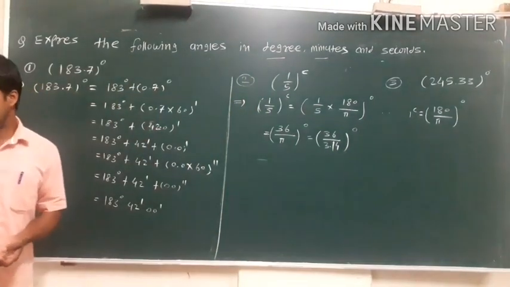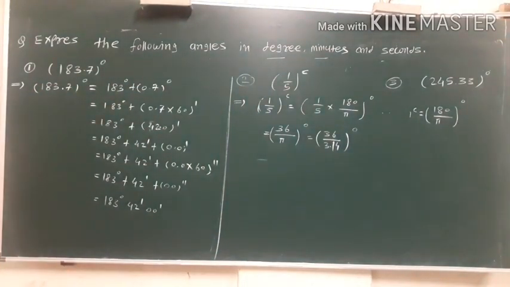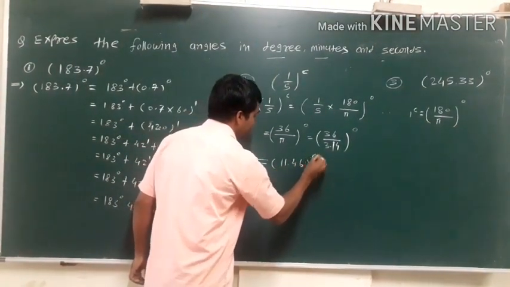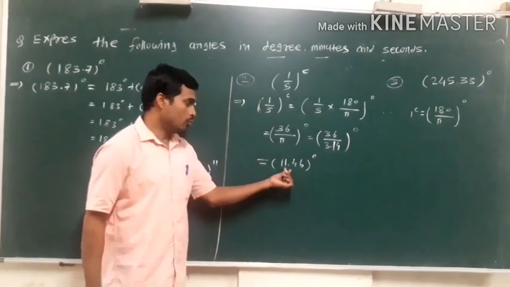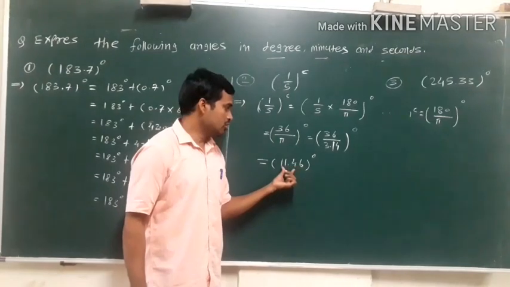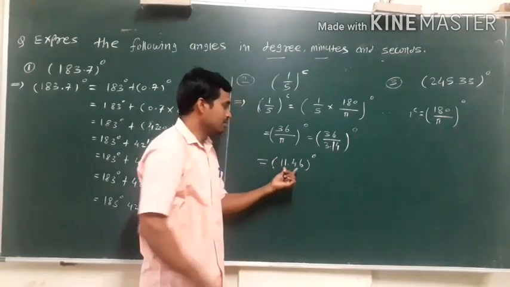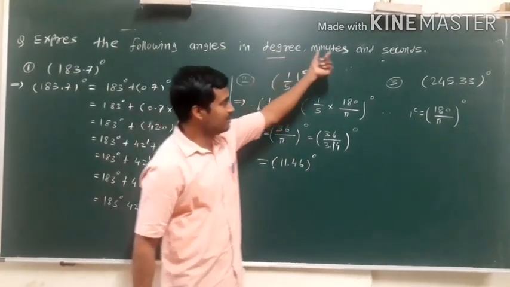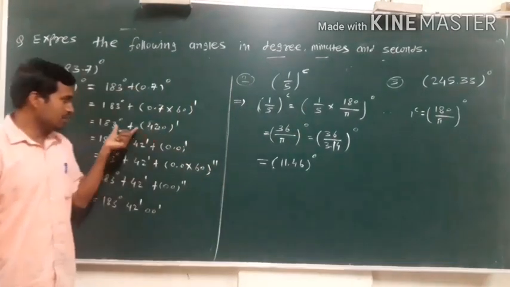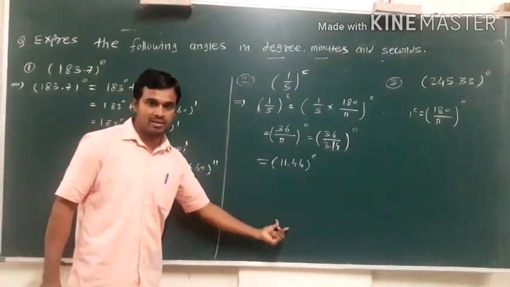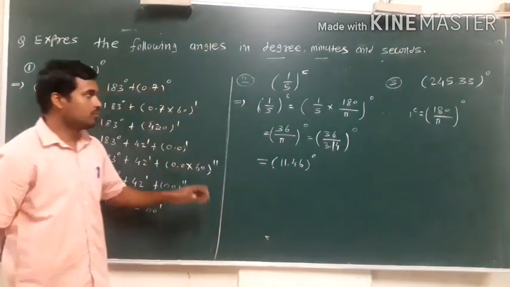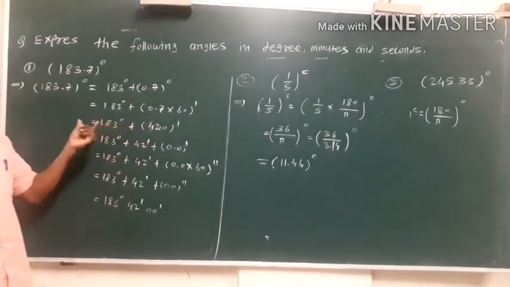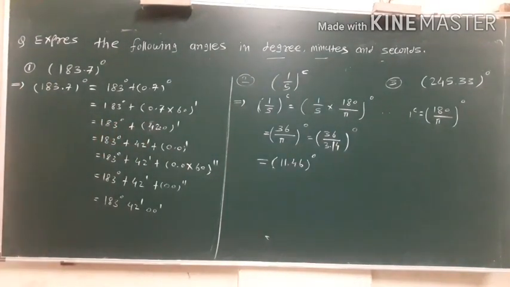So the calculation is 36 divided by 3.14. So the calculation is 11.46 degree. These 11.46 degree convert into degree, minutes and second. In a similar way, you solve this example and get the final answer. So these are the three examples you solve and complete question number 4.